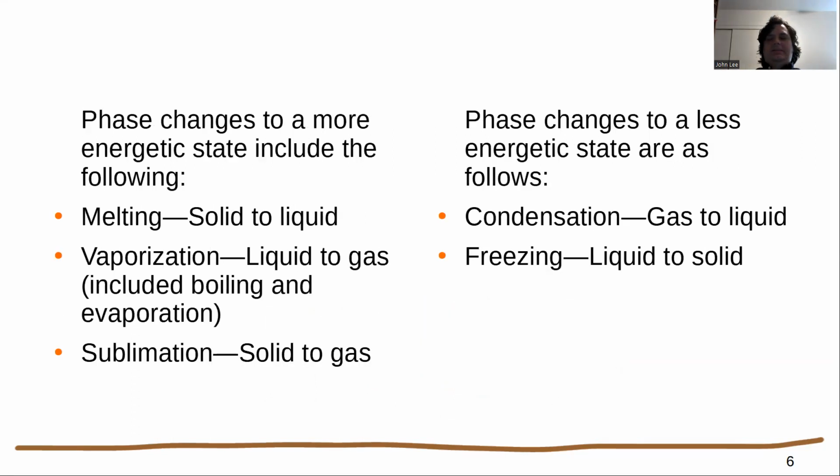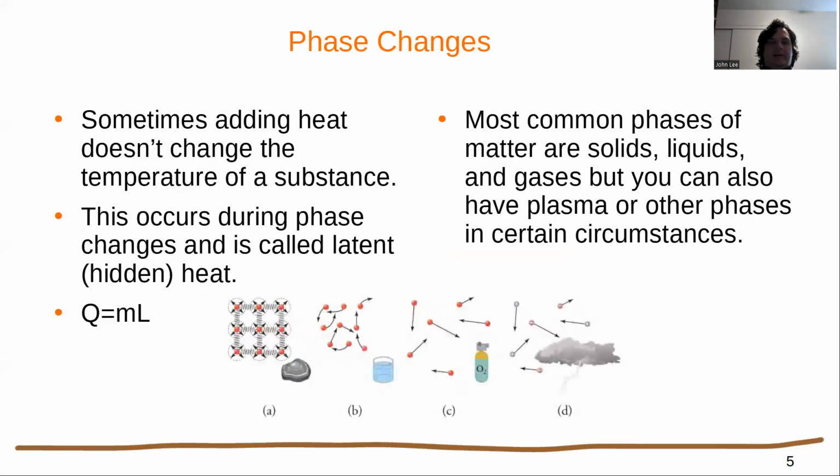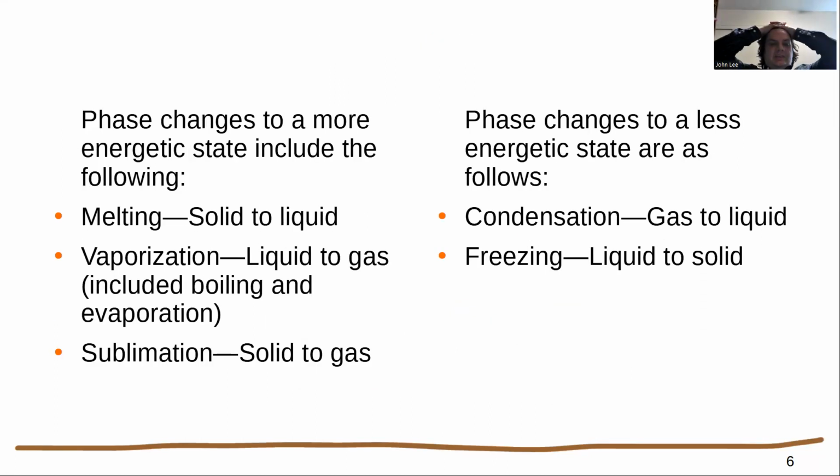So these phase changes are changes from one state of matter to the other. The phase changes from a less energetic to a more energetic state include the following: melting, which is solid to liquid; vaporization, which is liquid to gas; and sublimation, which is solid to gas. Whereas phase changes to a less energetic state are as follows: condensation from gas to liquid; freezing from liquid to solid.